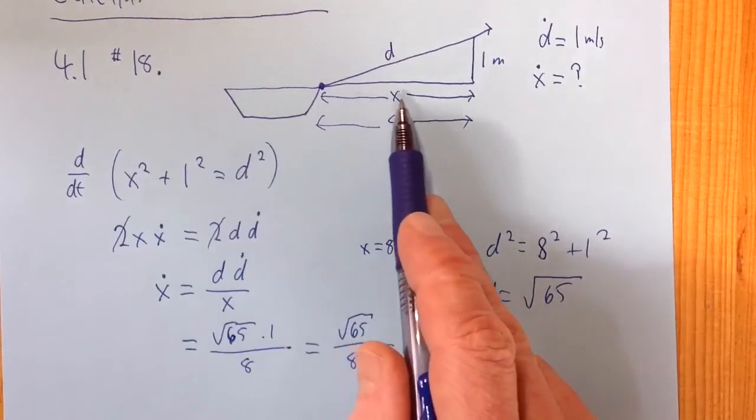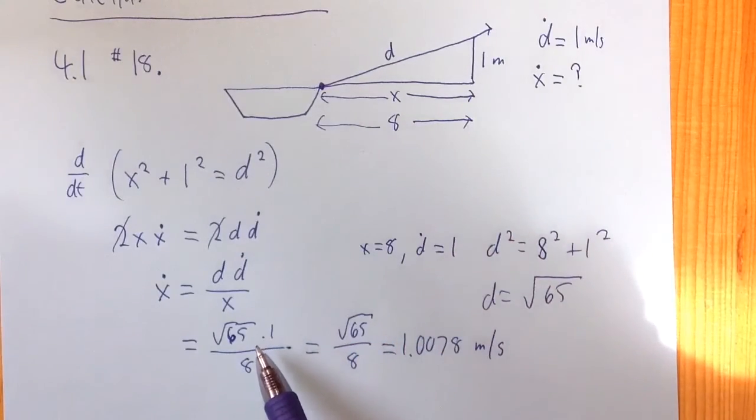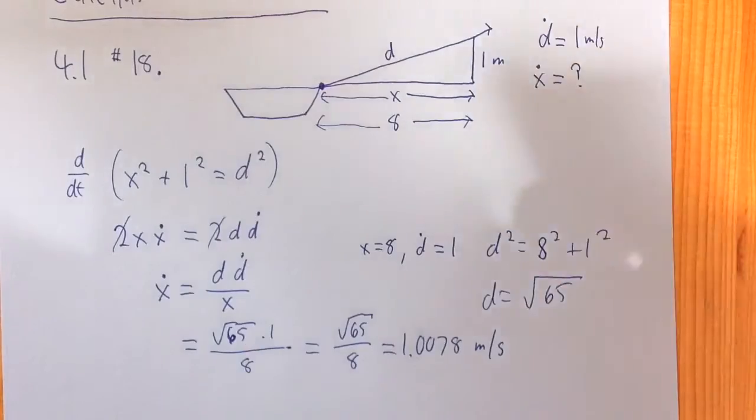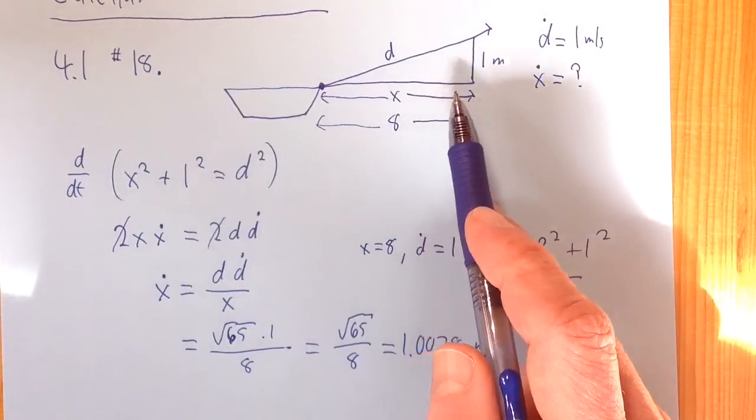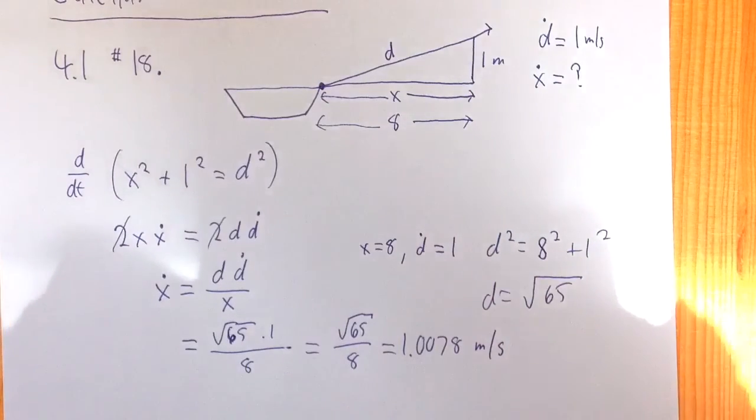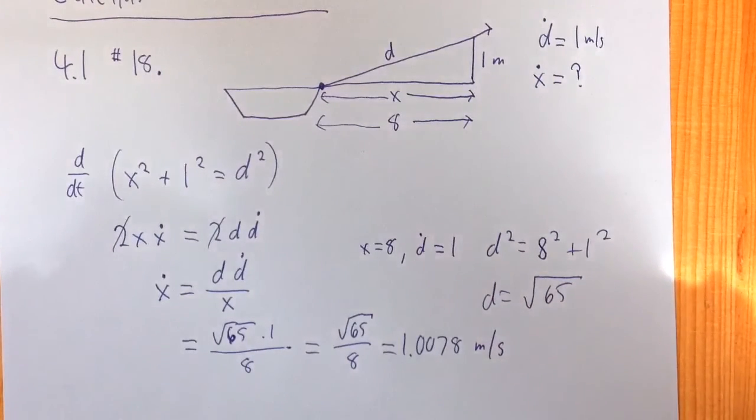Now, the closer we get, both D changes and X changes, but I think the closer you get, the faster it's going to go, but you'd have to figure that out. So I think that's the way it would work. All right, that's number 18. Again, hope that makes sense.